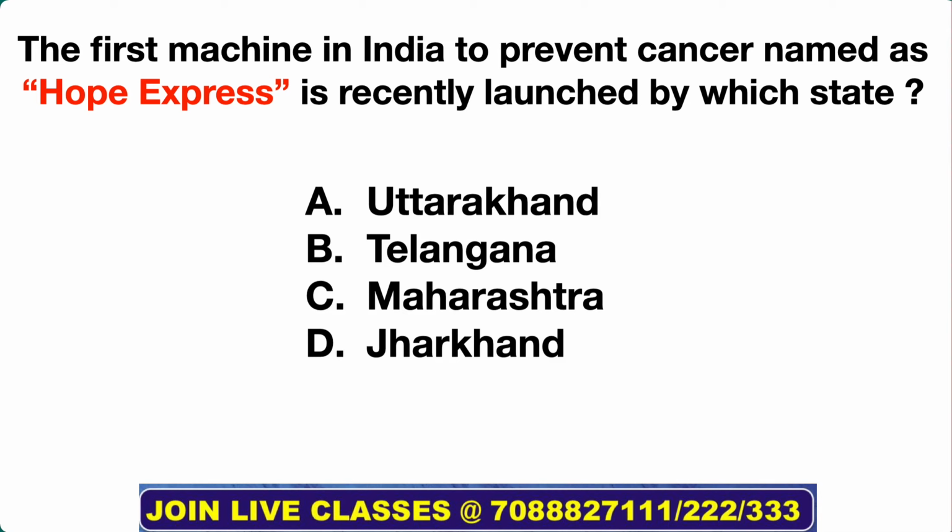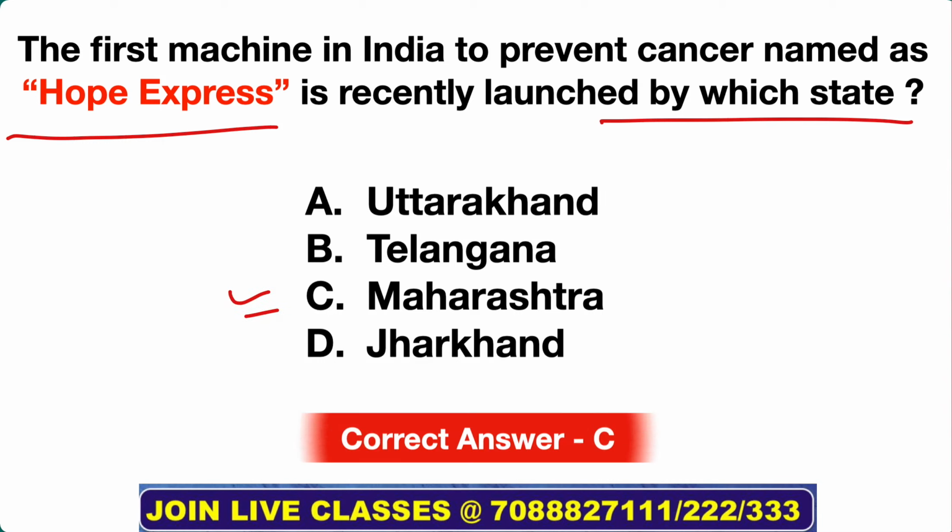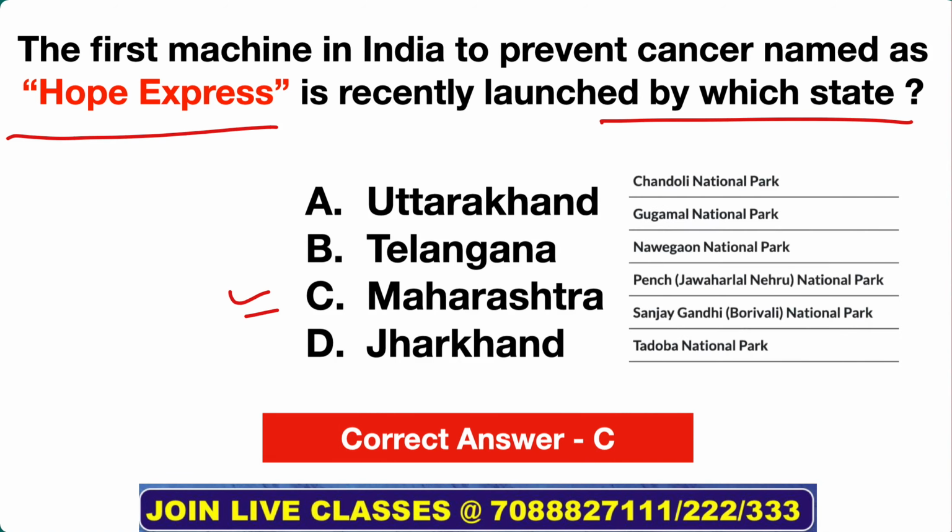The first machine in India to prevent cancer, named Hope Express, was recently launched by which state? So which state launched the Hope Express machine that will prevent cancer? The answer is Maharashtra. Okay, and there are some important things about Maharashtra, that is national first.